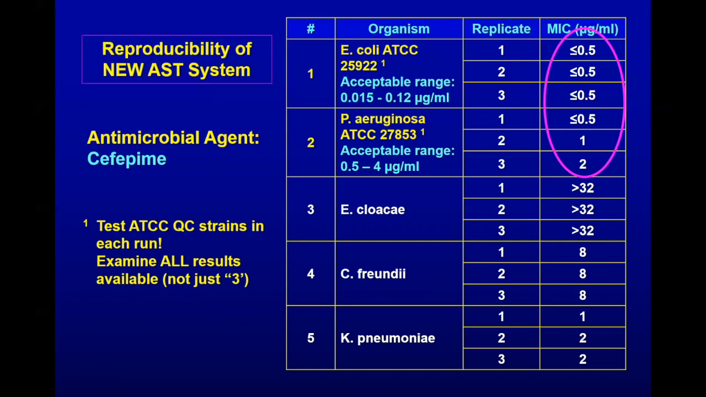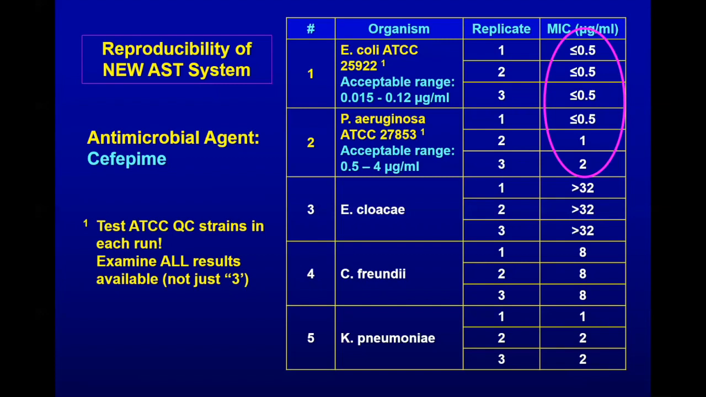But you can see the isolates 3, 4, and 5 that were included for the verification of reproducibility. The Enterobacter cloacae is a resistant strain, so this is assessing reproducibility at the upper end, and then the Citrobacter freundii and the Klebsiella pneumoniae strain all have on-scale endpoints. So these are the types of organisms that are optimal in looking at reproducibility.